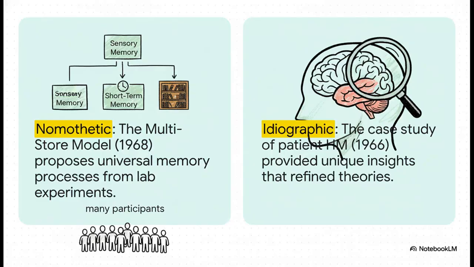Let's talk about memory research, a topic I'm sure you know inside and out. The nomothetic approach? That gives us those big general theories, like the multi-store model, right? The ones based on lab experiments with tons of people. But then you have the idiographic case study of patient HM, just one guy. And the unique insights from his case completely changed our understanding of how memory works, and it actually helped refine those big theories. See, you really need both.